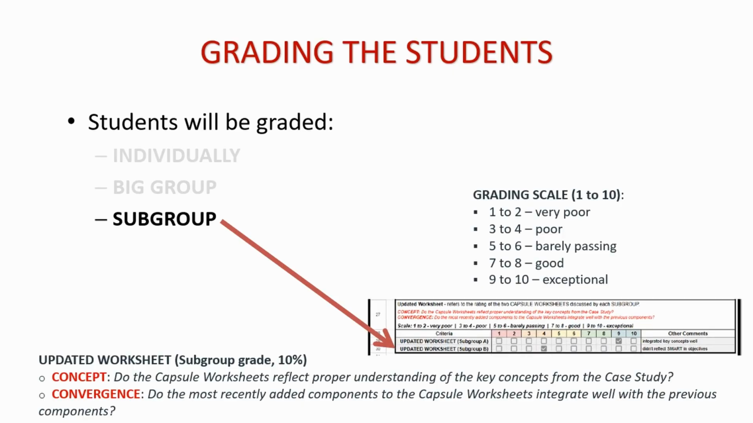The last component of the grading will be subgroup grades. So remember that there will be 2 subgroups for each SGD group. And each subgroup will be composed of 6 to 7 students per subgroup. And each of these subgroups will be presenting their updated worksheets. So this component of the grading system will require you to grade their outputs per subgroup.